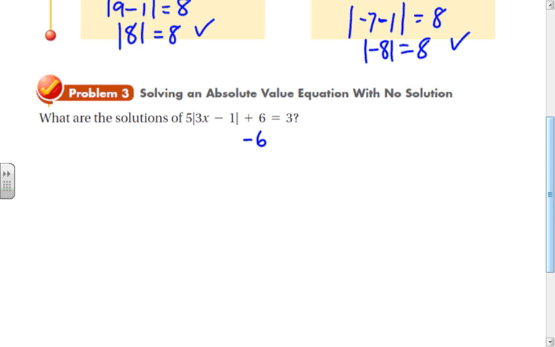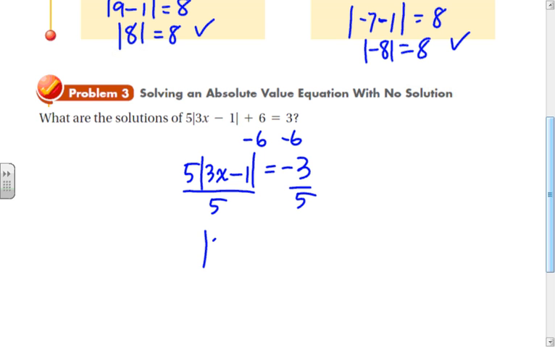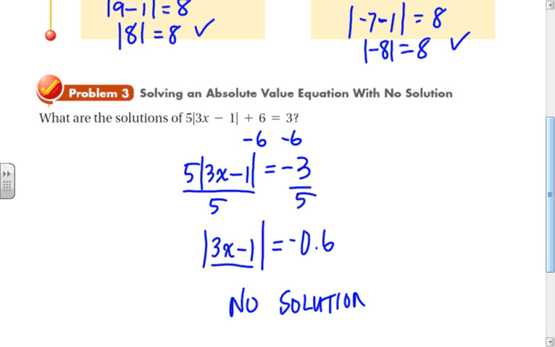If we try to isolate the absolute value here by subtracting 6 from both sides, we get 5 times the absolute value of the quantity 3x minus 1 equals -3, and dividing both sides by 5, we get the absolute value isolated and equal to -0.6. Well, right there, no matter what's in here, when we do the absolute value, it's going to be positive, so there's no way we'll ever get -0.6. So we're going to say there is no solution in this case. All right, go ahead and try one like that.